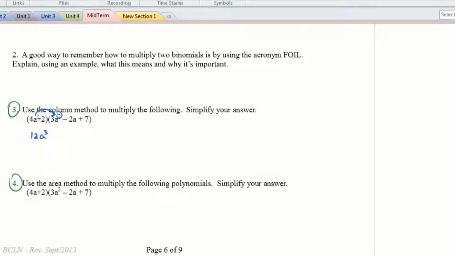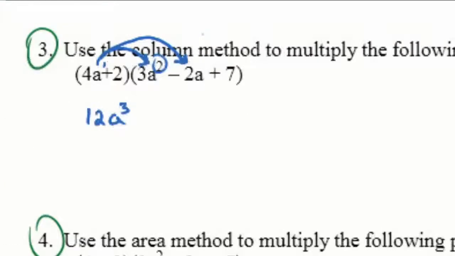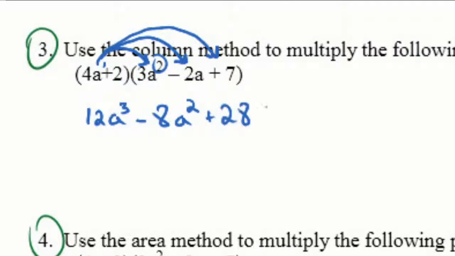And then we're going to do the same thing here. 4 times 2, in this case it's negative 2, so negative 8. And then I have a to the power of 1 and a to the power of 1. I add my 1's together and I get a squared. Then I'm going to do the same thing again. I'm going to take my 4a and multiply it by 7. So 4 times 7 is going to give me 28. And then a, just power of 1, nothing else to multiply it by. So that's my first term, my 4a, multiplied by everything in the second bracket.